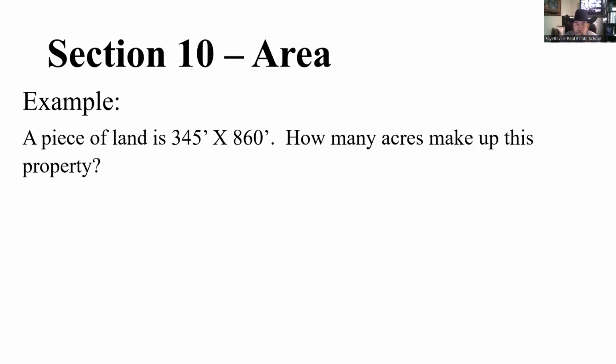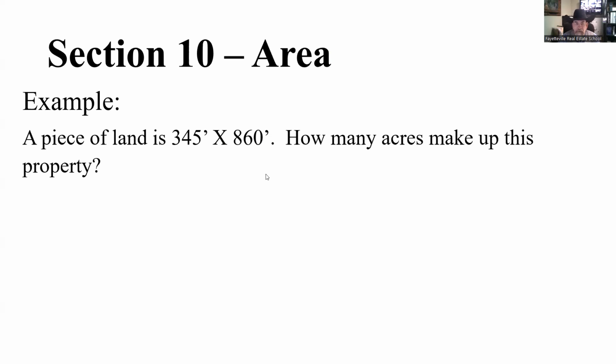How many acres make up this property? First you're going to do 345. The single quote mark means feet. If there were 2 quote marks, that would be inches. Both of these denominations on each side have to be the same. And if you're doing square feet, you need to convert it to square feet if it is not square feet. Both of these are in feet.